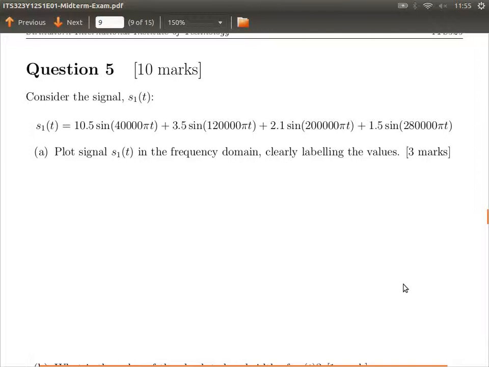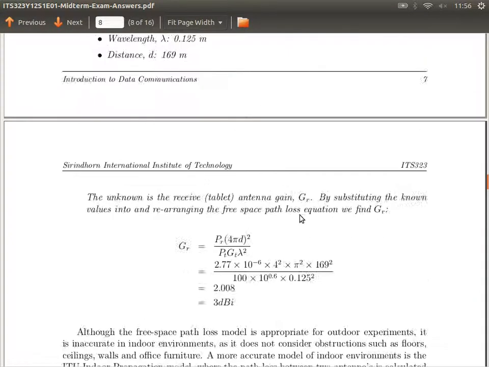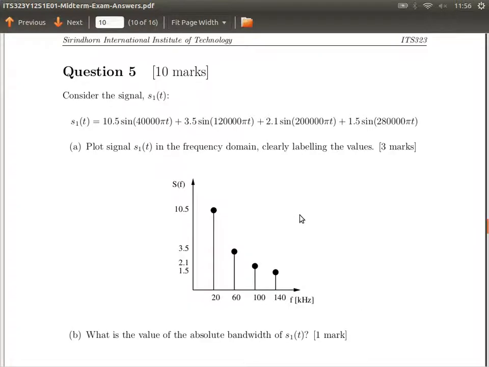First one, frequency of 20,000 hertz. Second one will be 60,000, 100,000 hertz, 140,000 hertz. And the peak amplitudes are easy, they're just the multipliers in the front. Given those values, how do we create the plot? I have the answer here. Here's our plot. It's quite simple.